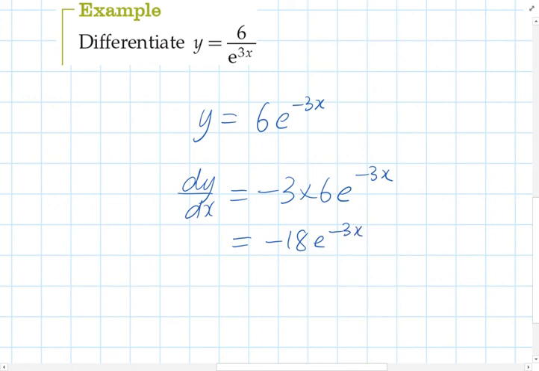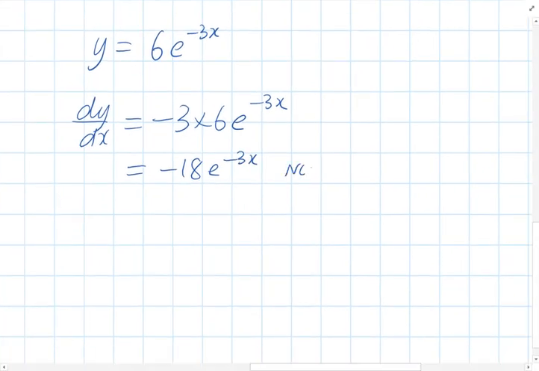So that's fine for NCEA, what we've got there. But as mathematicians, we should return things as we found them. So I should really write this as negative 18 over e to the positive 3x. And that's for the sake of the mathematician, which I hope you all aspire to be.